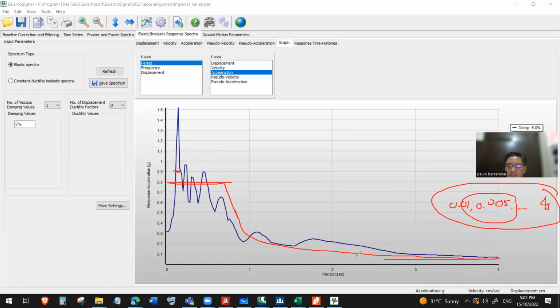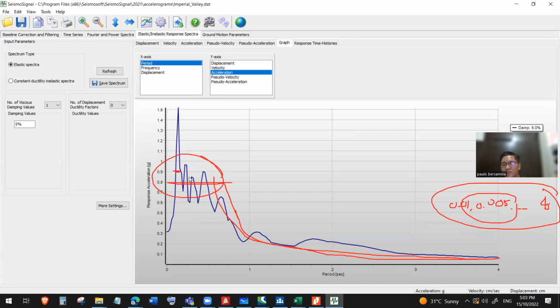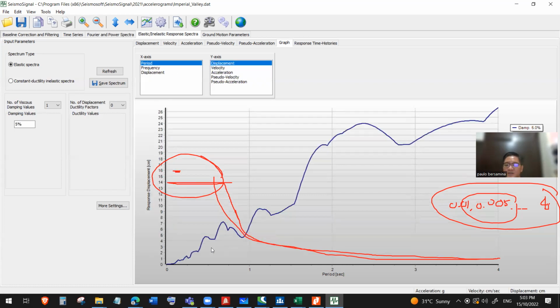Okay, but at least the trend is the low rise or low period structure will generally have the peak spectral acceleration. So when I click pseudo acceleration, I believe walang nagbago, no? Kasi acceleration, pseudo acceleration. Now, for this period versus displacement, check natin. So, the general trend is still the same. Habang tumataas yung period, nag-increase yung displacement. So, that's one quick way of generating the response spectra.